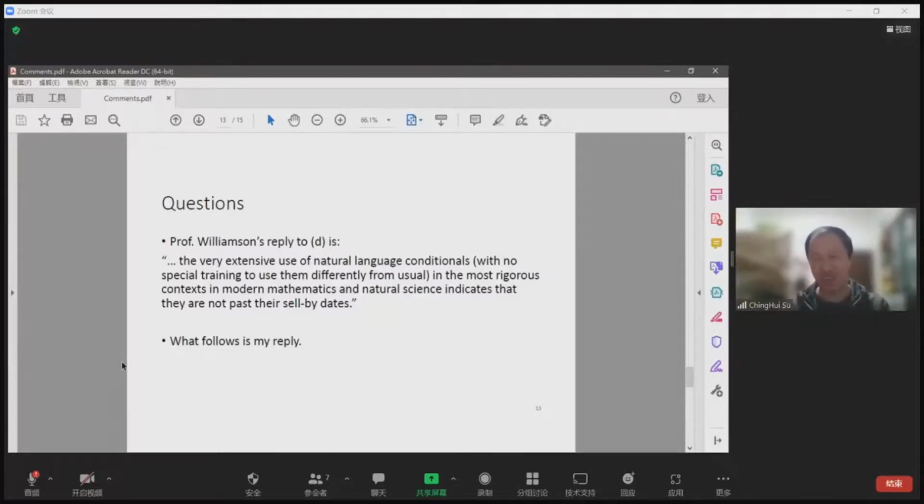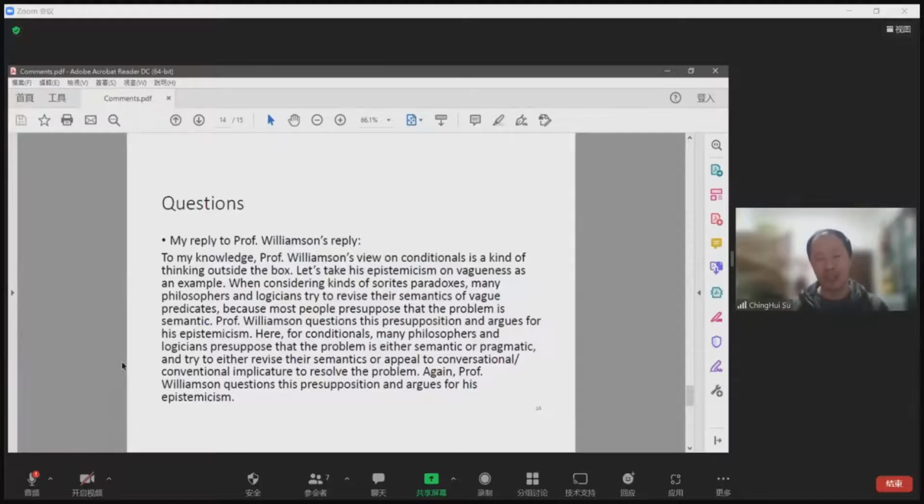Okay, what follows is my reply. To my knowledge, Professor Williamson's view on conditionals is a kind of thinking outside the box. Let's take his work on vagueness as an example. When considering kinds of semantic paradoxes, many philosophers and logicians try to revise their semantics of vague predicates because most people presuppose that the problem is semantics. But Professor Williamson questions this presupposition and argues for his epistemicism.